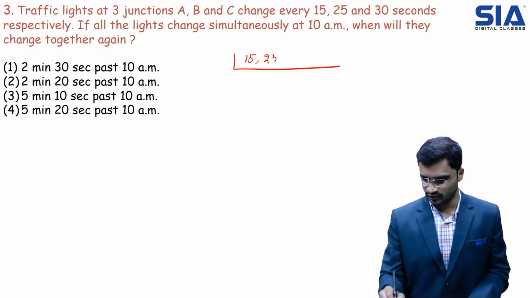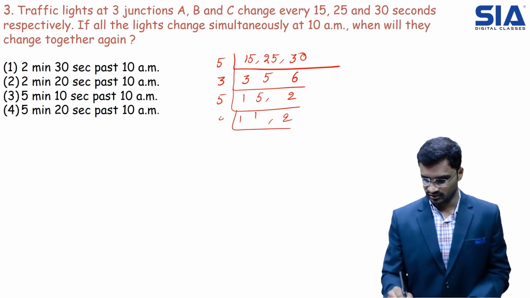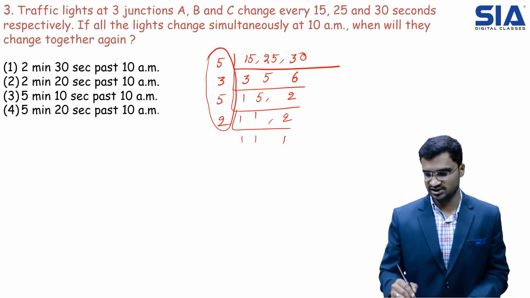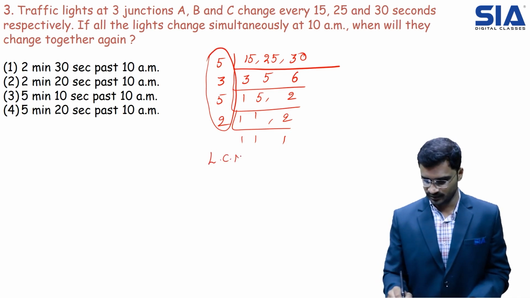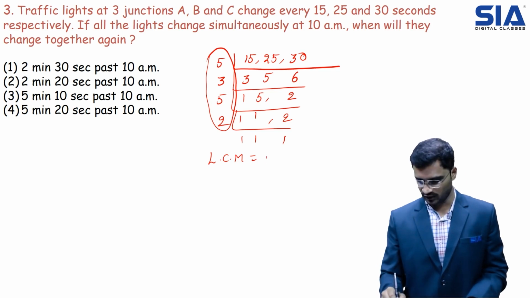15, 25, 30. So 5 3s are 15, 5 5s are 25, 5 6s are 30. Next 3 1s are 3, 3 2s are 6, 5, 2. Then 5 1s are 5, here 2. Then 2 1s are 2. So the LCM is the product of all these numbers. So LCM is equal to 5 3s are 15, 5 2s are 10. 15 into 10 is 150. So LCM is 150 seconds.